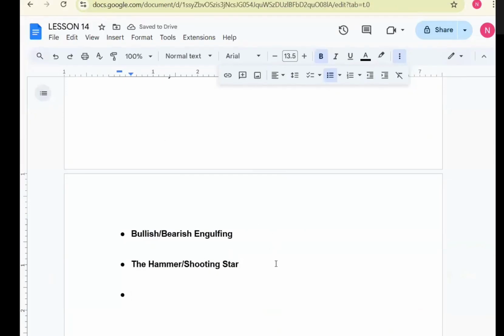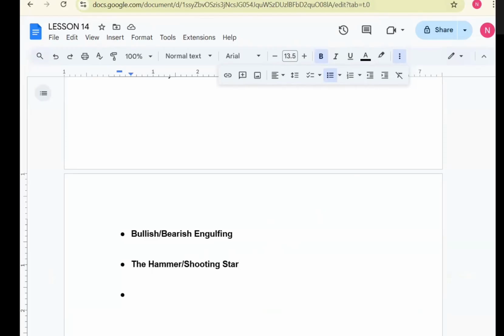Okay, so let me give you an additional idea for hammer or shooting star. Its meaning is showing a failed attempt to push the price further, resulting in a sharp rejection.